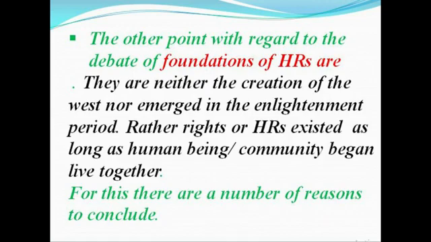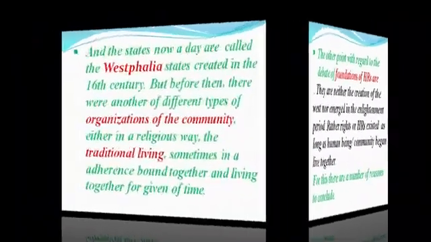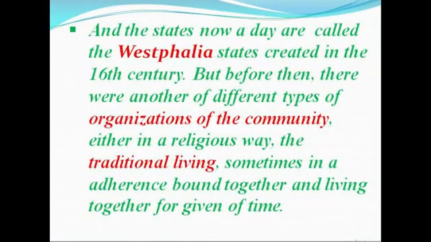communities, not individuals, began to live together, even without the state. The state that you find in the contemporary period is what we call the Westphalian state, created in the 16th century. But before then, there were different types of organization of the community, either the religious way, the traditional mechanism, even sometimes a philosophical adherence, bound together and living together for a long period of time. What bound these communities to live together is a basic foundation for the emergence of rights.